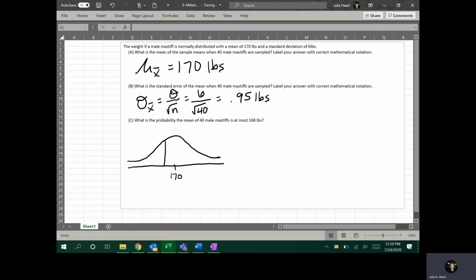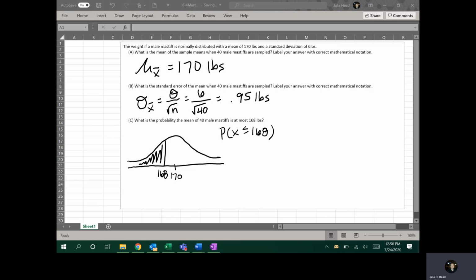Puts a mark at 168. And at most means less than or equal to. Since we know where the mark is, it's a dist question. Now in this case, I'm going to do one thing that's different. Normally I would have written this.